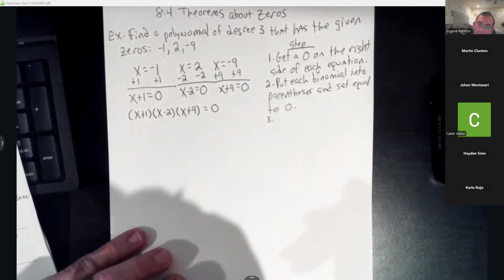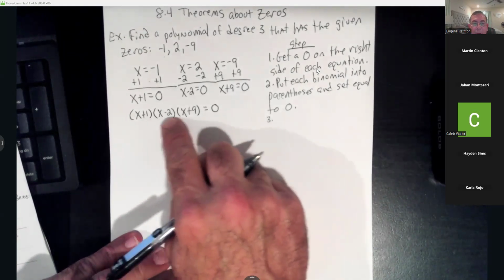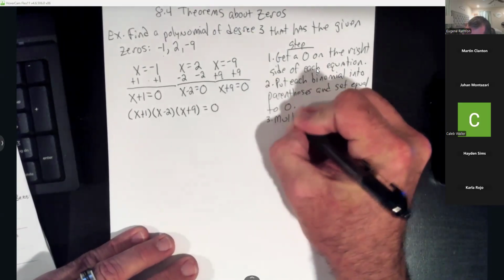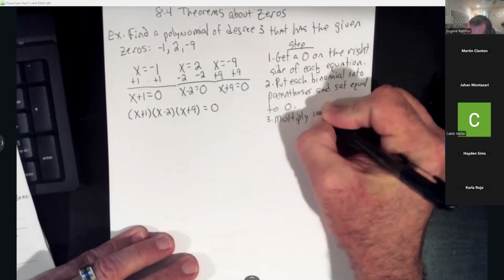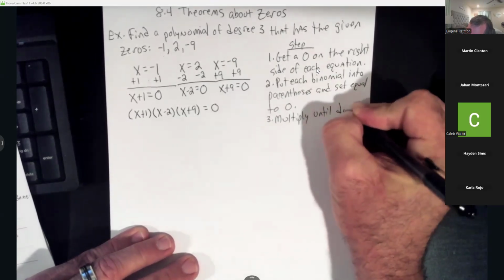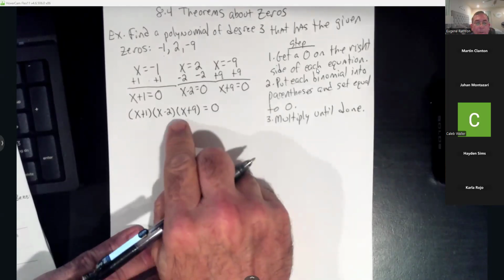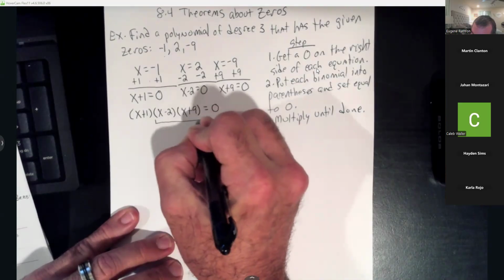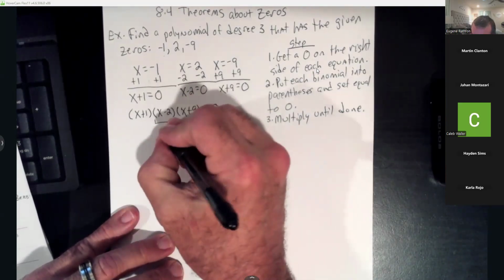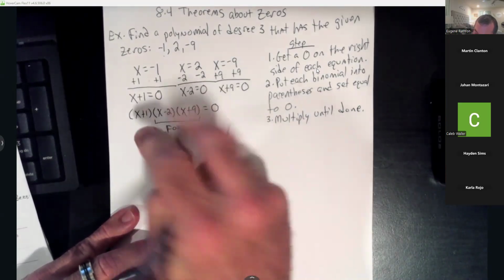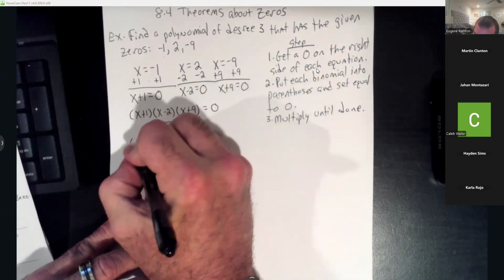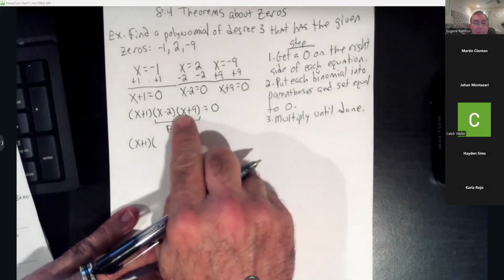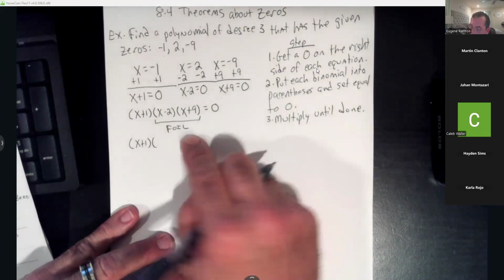All right, now here's the fun part. At this point, I got 3 sets of parentheses being multiplied. So I'm going to multiply until done. I'm going to start with two of these at a time. So y'all, first of all, I'm going to take these two sets and FOIL them together. So I'm going to bring down the x plus 1 for the moment. And what we get from this when we FOIL it, we'll put into our parentheses.